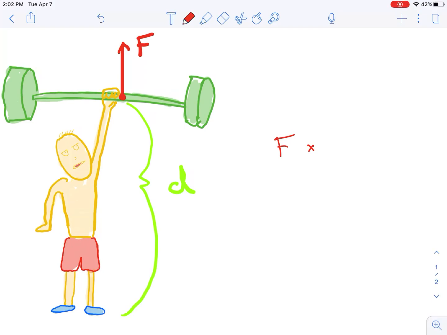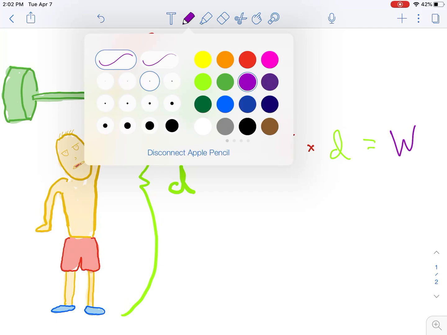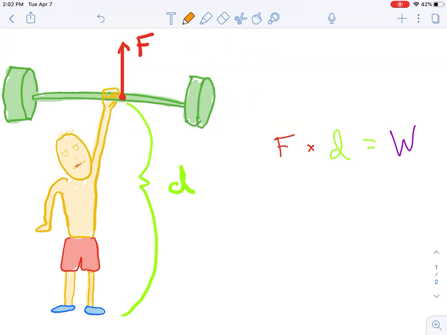Let me keep the color scheme the same. It was like a light green. Force times distance equals work. So let's say that he pushed that dumbbell up twice the distance. Let's just say that he brought it up even higher, twice the distance. If he had twice the distance, it would be twice the work. He would have done twice the work.